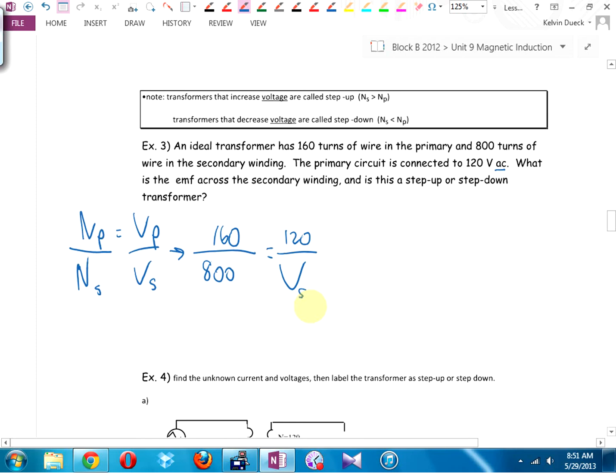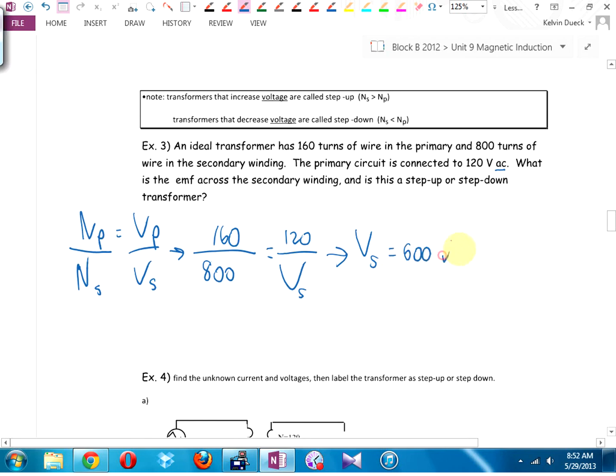Again, straight cross multiply and divide. This one, I don't even bother getting the VS by itself. I plug in the numbers because I've done cross multiplying since like grade 7, right? What am I going to type in my calculator? What times what divided by what? 120 times 800 divided by 160. Good, do it. What do you get? 600 volts?